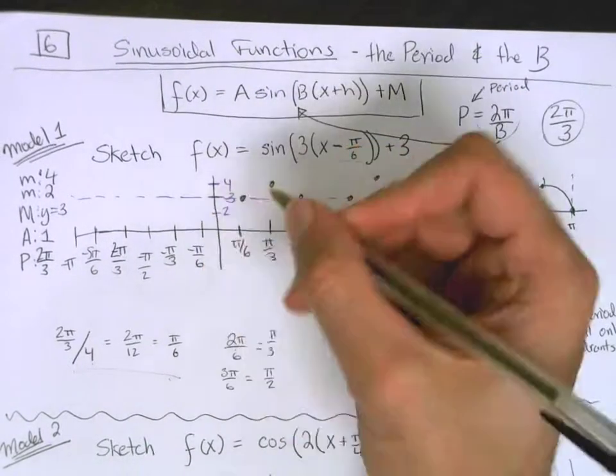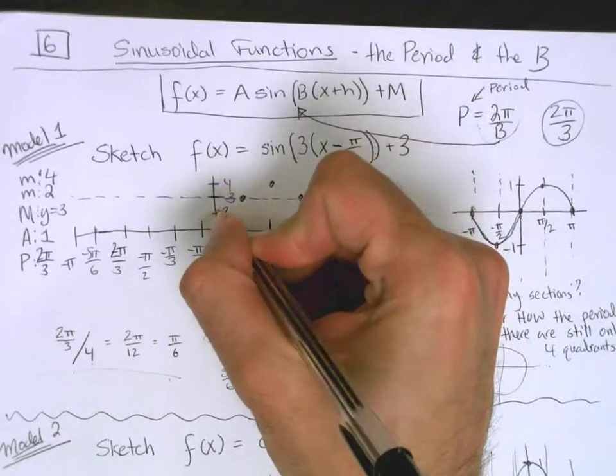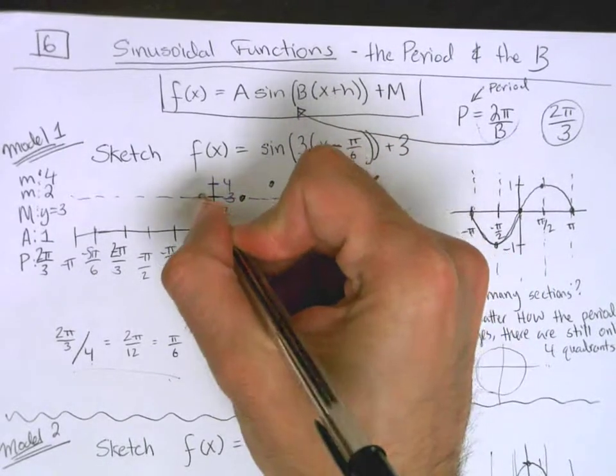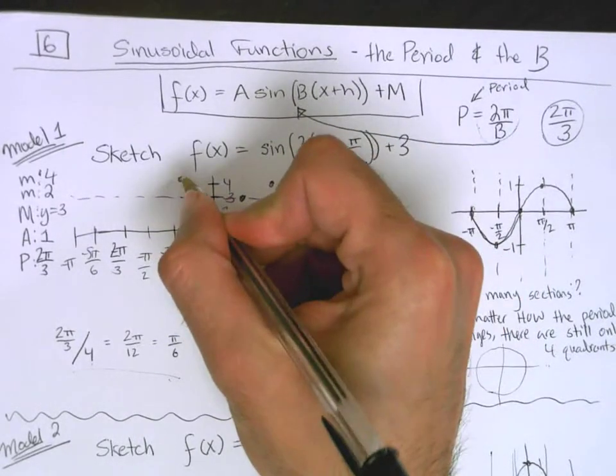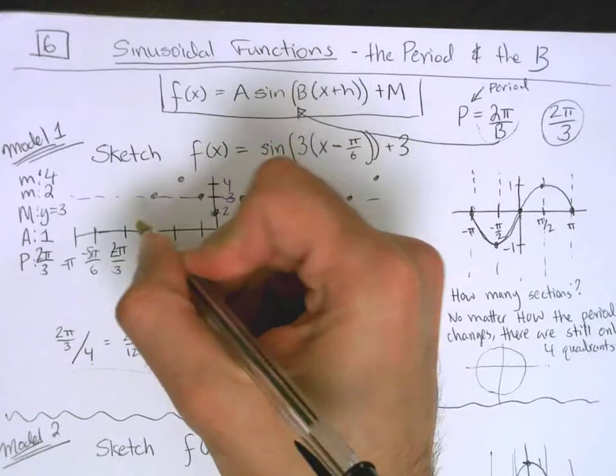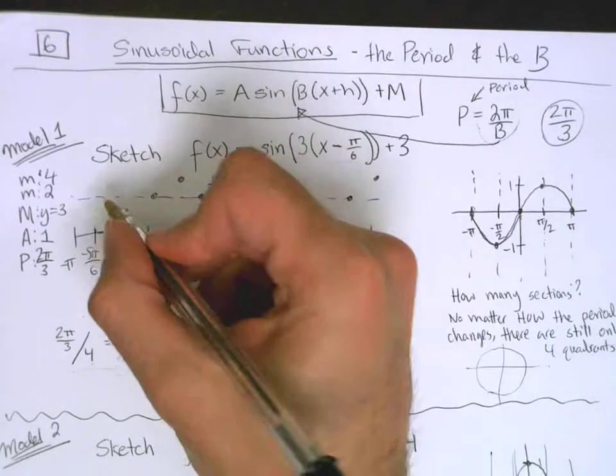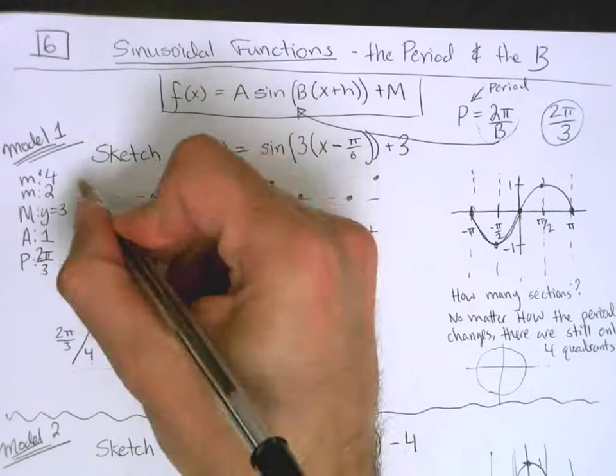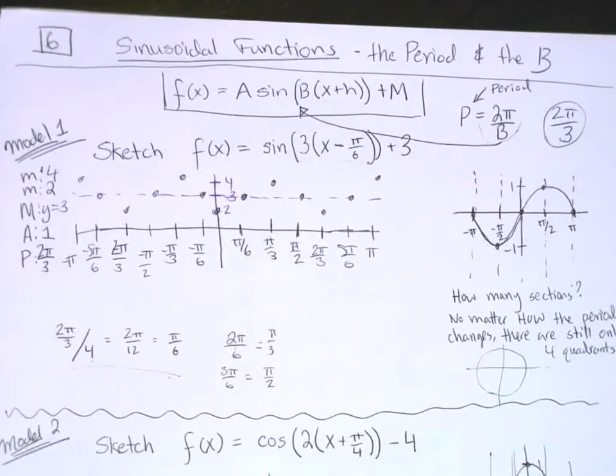Now you can see that we've drawn more than one period, right? A period is how long it takes it to repeat itself. Go ahead and connect these dots. Remember, hills, not mountains. Congratulations, our first B problem is done. We're going to go over another.